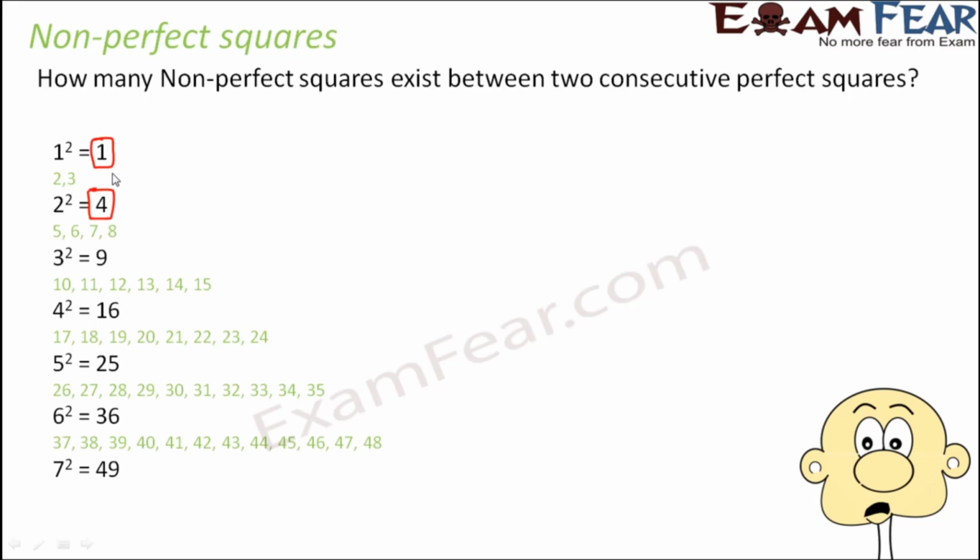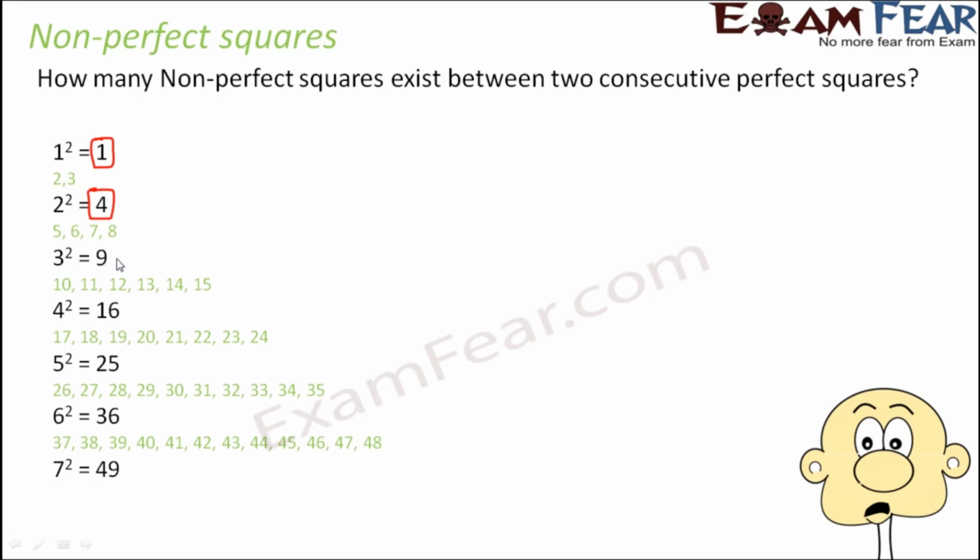So what about 2 and 3? They are missing. 2 and 3 are non-perfect squares, because we have squared two consecutive integers, and the results we have obtained are not consecutive. When we square 1, we get 1, but when we square 2, we do not get 2, we get 4. So 2 and 3 get missed. Why are they missed? Because they are not perfect squares. There is no number which, when multiplied by itself, gives 2. And when I say number, I am talking about integers.